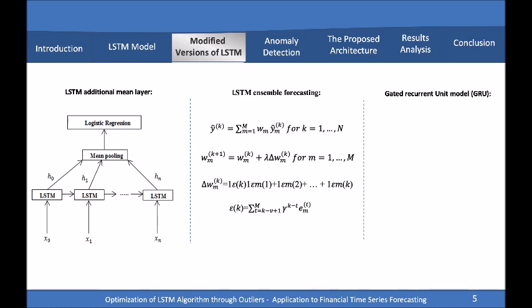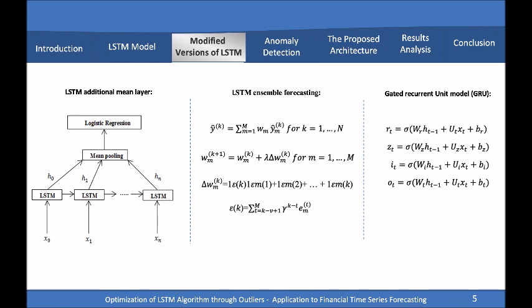Finally, the gated recurrent unit model is another variation of the LSTM. It uses the hidden state to transfer information while completely getting rid of the cell state. It achieves this by combining both the input and forget gates into a single update gate, noted Z_t here. It also merges the hidden state and cell state.